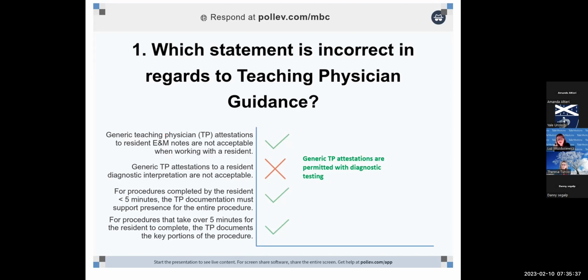At Yale Medicine, the residents and fellows cannot document a teaching physician attestation or presence. For minor procedures, those are typically less than 5 minutes, the teaching physician must be present for the entire procedure. And for major procedures, typically greater than 5 minutes, a TP must be present for the key portions. Teaching physician rules do not apply to APPs. APPs cannot attest to a resident or fellow note. They cannot attest to an APP student note or a medical student note.